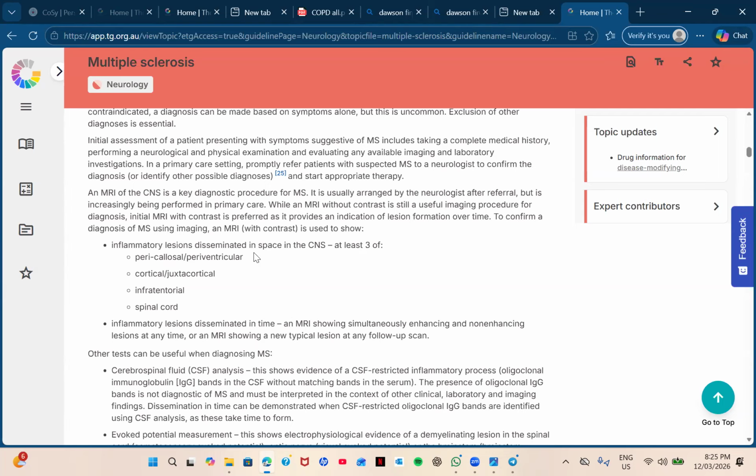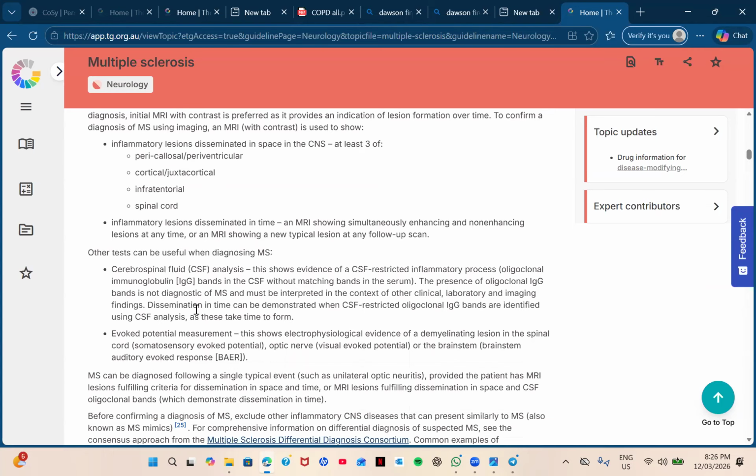Here, inflammatory lesion dissemination in space on the CNS, at least three of: pericallosal or periventricular lesions, cortical, juxtacortical lesions, infratentorial lesion, spinal cord lesion. They are not asking about that, but you should know about this. MRI is the gold standard, right? And with this initial clinical presentation, we can do the MRI and confirm it, right?